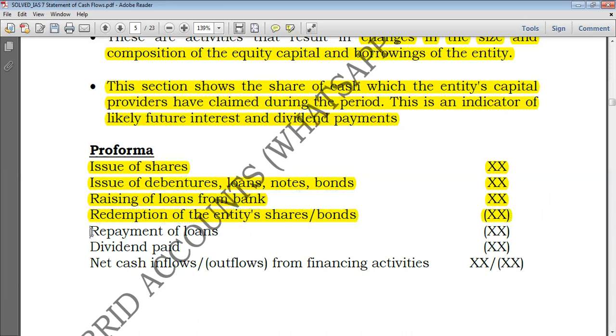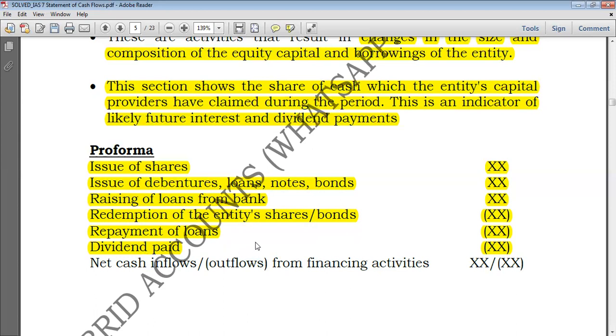But also you could have repaid loans. Let's say you have repaid bank loans. If you repay the bank loans, it would also be a cash outflow. But also you could have dividends paid. Let's say you have paid shareholders dividends. It would be here. Now, one more thing. If dividends are paid to equity holders, why not show here interest paid to bondholders? It could be very, very possible.